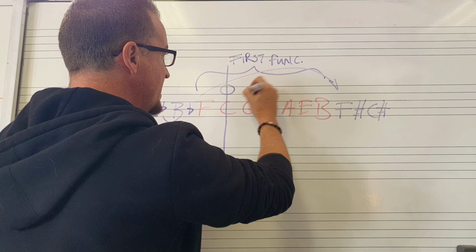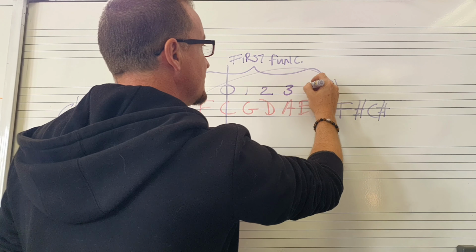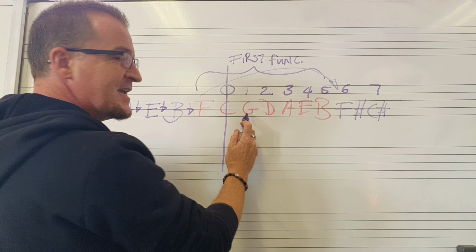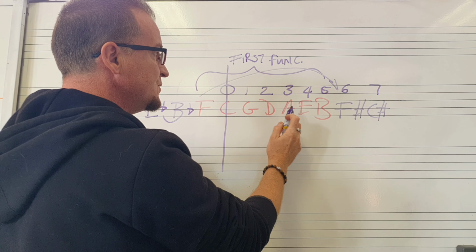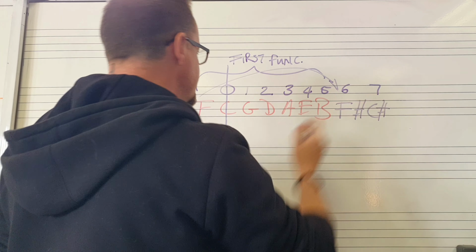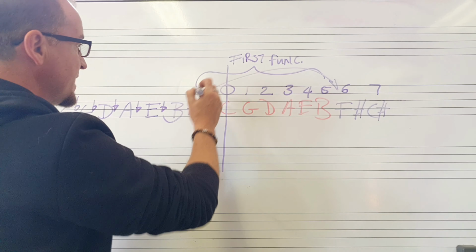So now, 1, 2, 3, 4, 5, 6, 7. G major has one sharp, D major has two, A three, E four, B five, F sharp six, C sharp seven. And now you do the same on the other side for the flats.